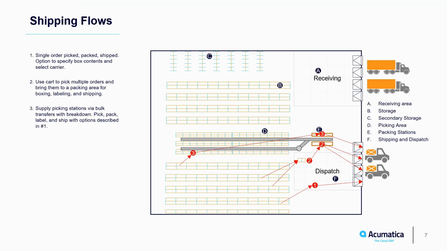Acumatica WMS supports multiple types of shipping flows. In this video, we shipped 2 orders and demonstrated 2 options with the single order process. Flow 2 involves multiple shipments in carts and will be demonstrated in a future video. Flow 3 has a process to replenish the picking area handled outside of Acumatica WMS and a process of picking, packing, and shipping, much like what we will cover next.